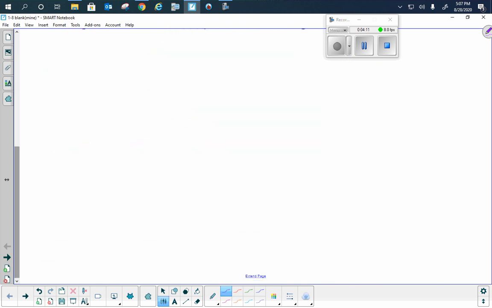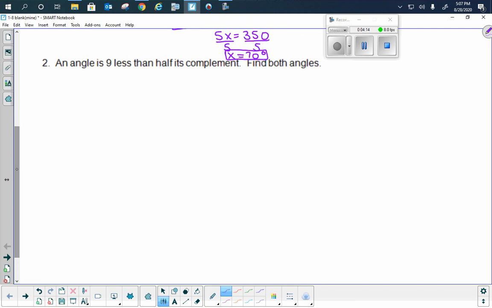Number 2. Let's get us a little bit of room here. So again, working through, we want to do our defining variables. Looking through the problem, I see the word angle and I see the word complement. Okay, so I'm ready to define X as the angle. And its complement would be 90 minus X. Okay, 90 minus X.